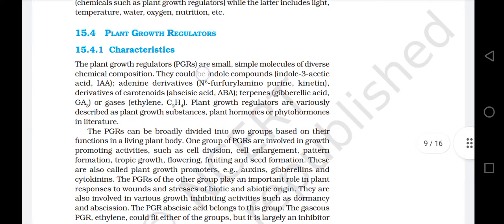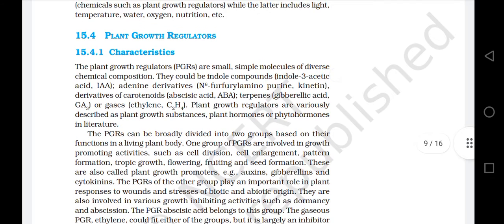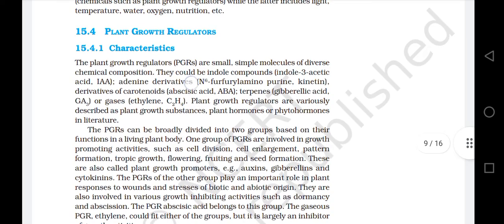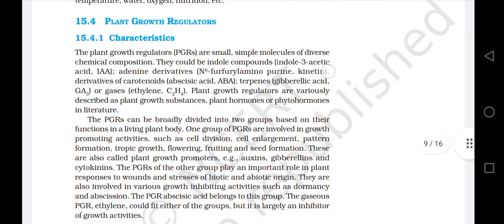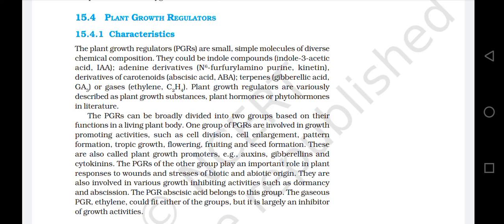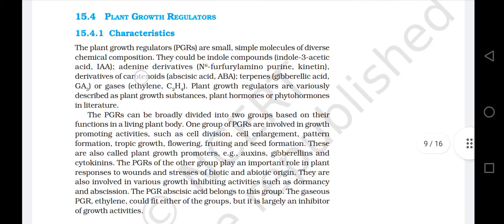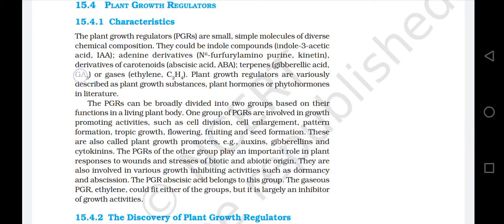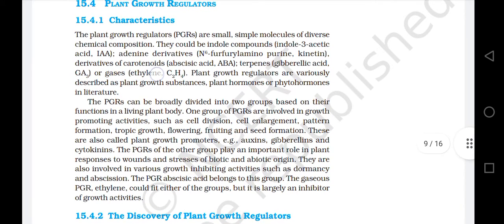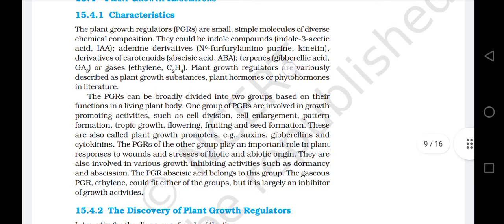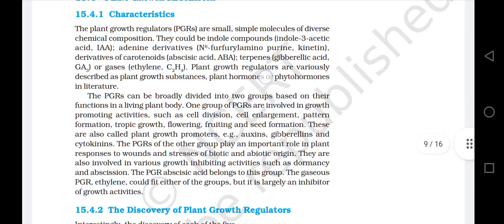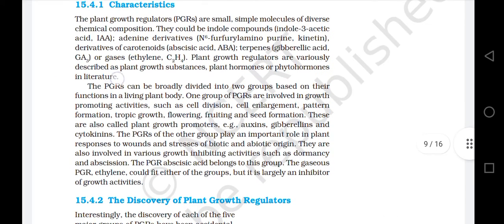They could be indole compounds, indole-3-acetic acid (IAA); adenine derivatives, N6-furfuryl aminopurine, kinetin; derivatives of carotenoids, abscisic acid (ABA); terpenes, gibberellic acid (GA3); or gases, ethylene (C2H4). Plant growth regulators are variously described as plant growth substances, plant hormones, or phytohormones in literature.